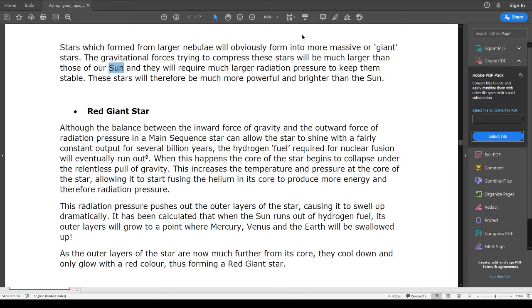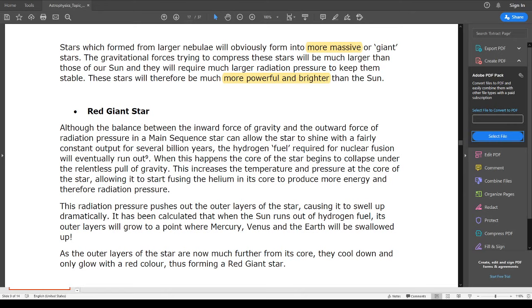What you need to remember, very important here, is that if a star is more massive, then it will be more powerful and brighter. More massive means more powerful and brighter. Okay? You can write this down, just jot this down as a short note. More massive, more powerful and brighter. Okay? And you understand the reason why. More massive, giant stars.